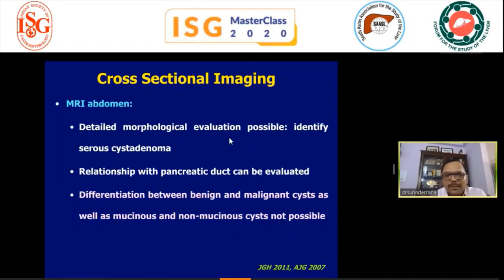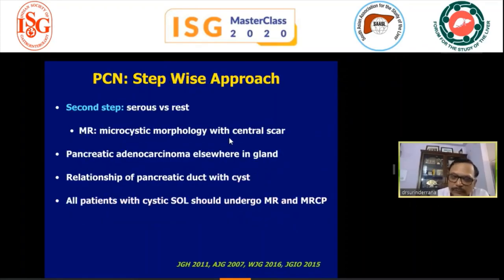The cross-sectional imaging which is useful in cystic lesions is MR of the abdomen, because it can give you a detailed morphological evaluation where you can easily identify a serous cystadenoma, with characteristic microcystic spaces and a central scar. A relationship with the pancreatic duct can be evaluated. However, again, MR is not going to tell you the difference between benign and malignant cysts, as well as mucinous and non-mucinous cysts. So what do you do at the second step?